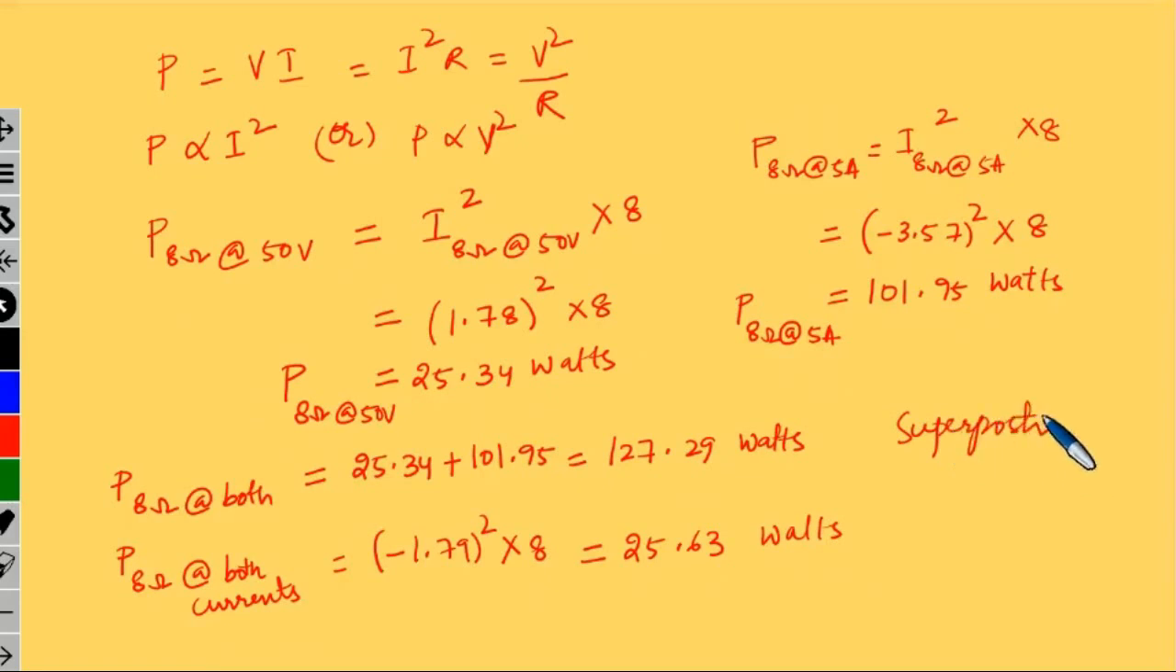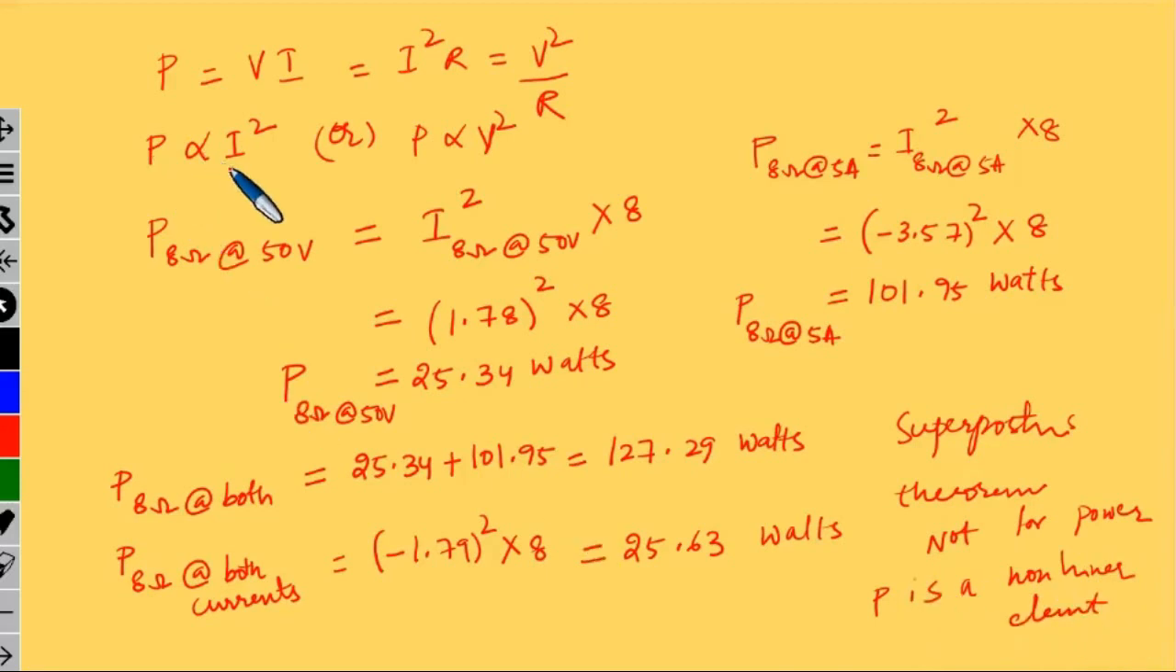for powers, as power is a non-linear element. Now why is it non-linear? It is non-linear because the power is directly proportional to either the square of current or the square of voltage.